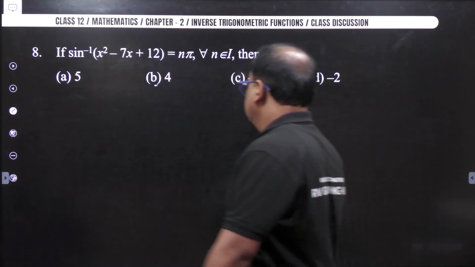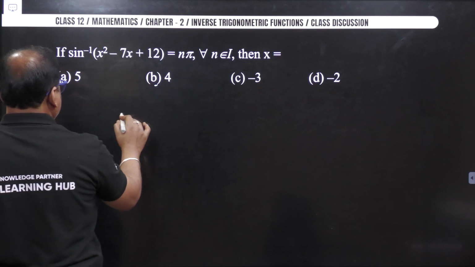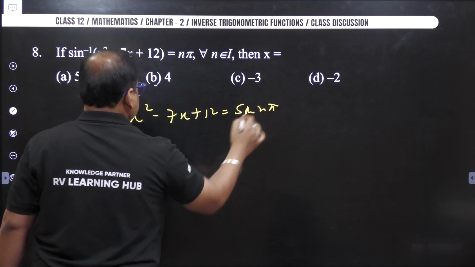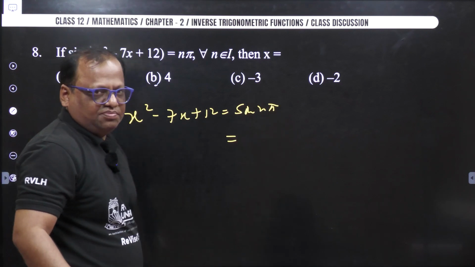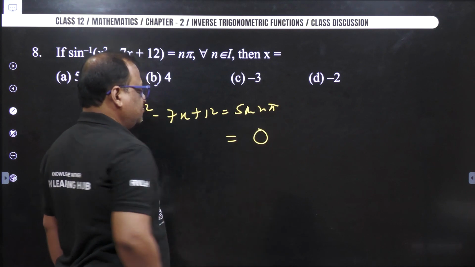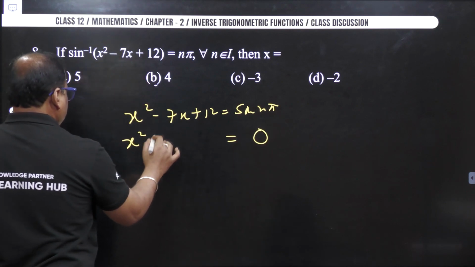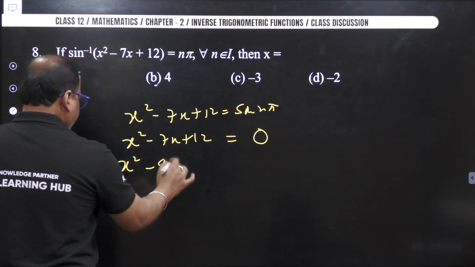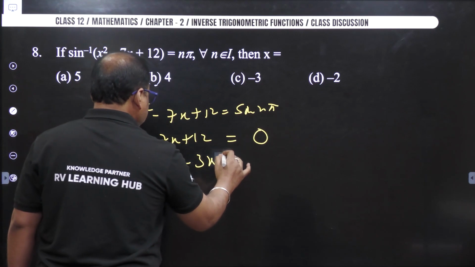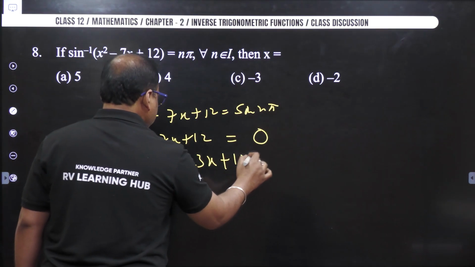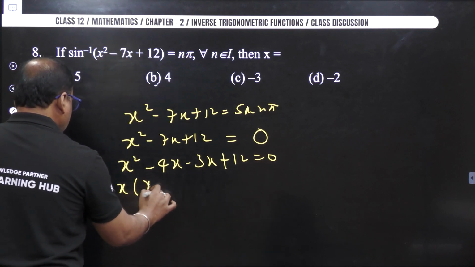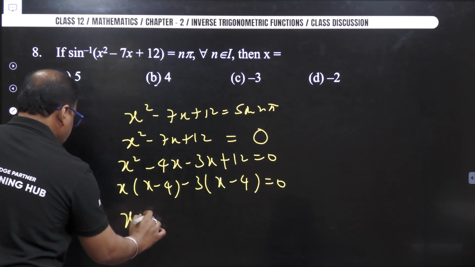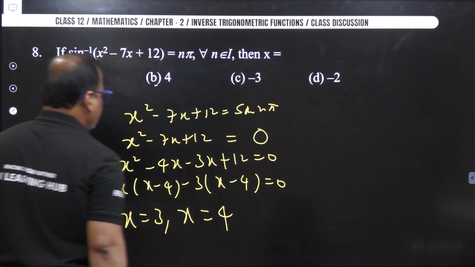The 8th question. See, this sin inverse will come to the RHS. So x square minus 7x plus 12 is equal to sin n pi. Sin pi, sin 2 pi, sin 3 pi, for any value of n, this is 0. So x square minus 7x plus 12 is equal to 0. What are the factors? Minus 4x minus 3x are the splitting terms. So x equal to 3 and x equal to 4 are the values.